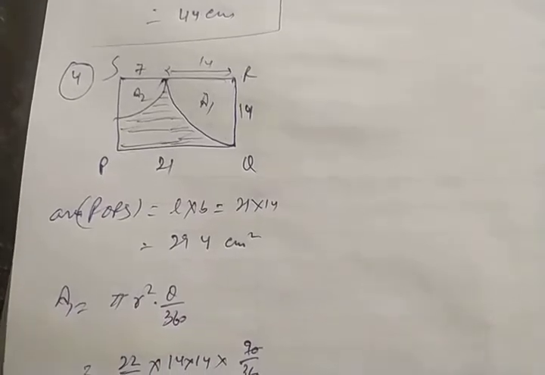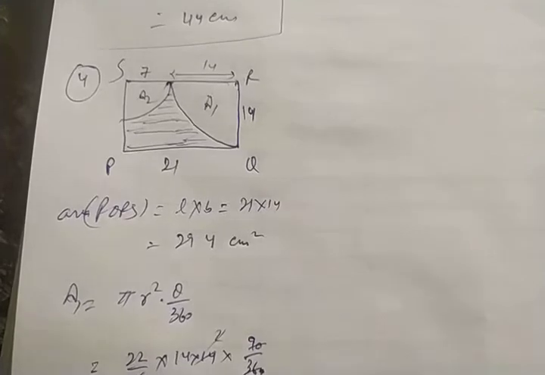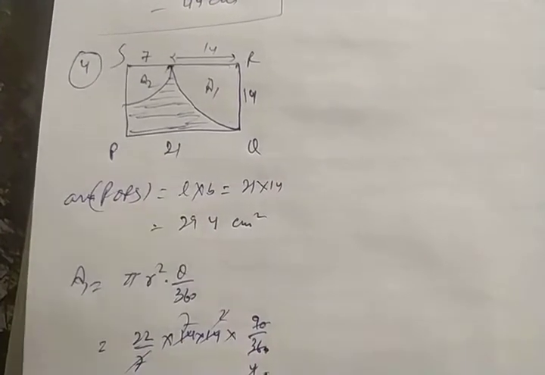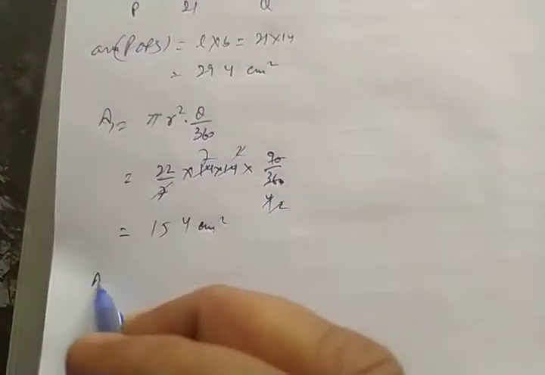4 sevens are 28, it will go 7 twos are 14, and 2 sevens are 14, 7 twos are 14. 15 centimeter. Now simply calculate the area of A2. A2 means this much square.